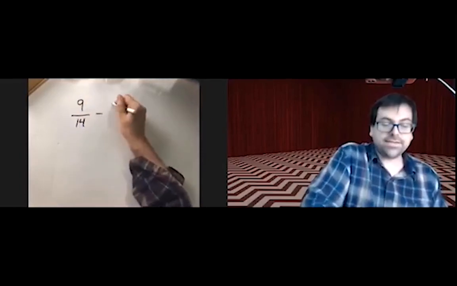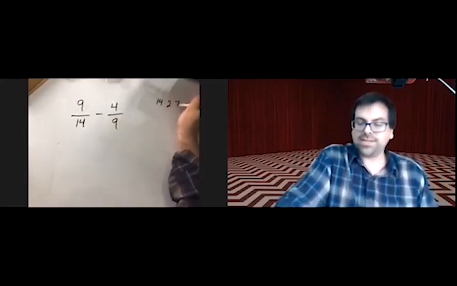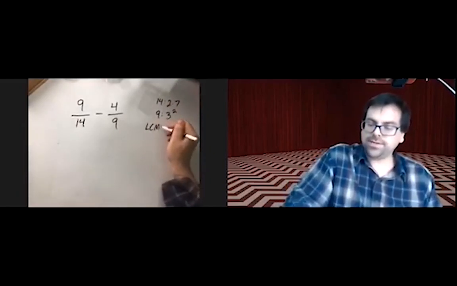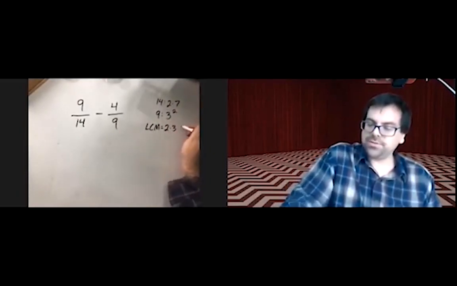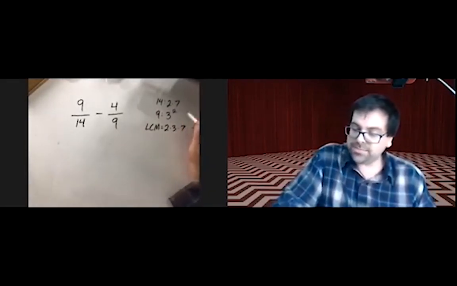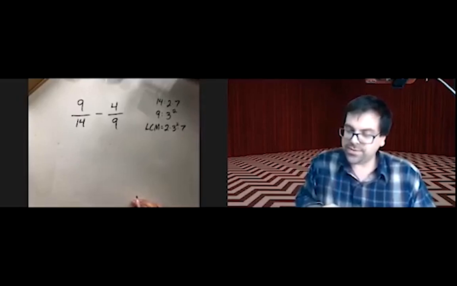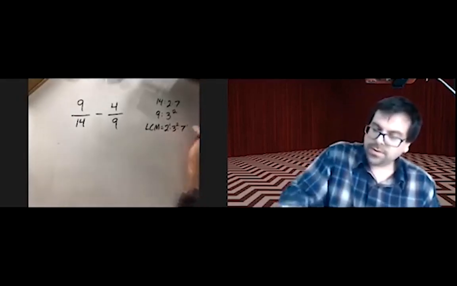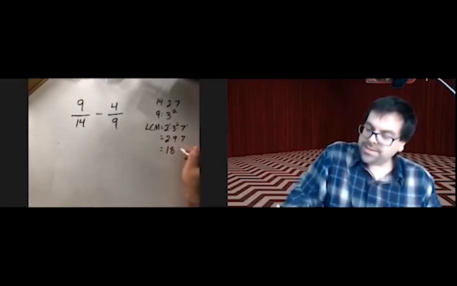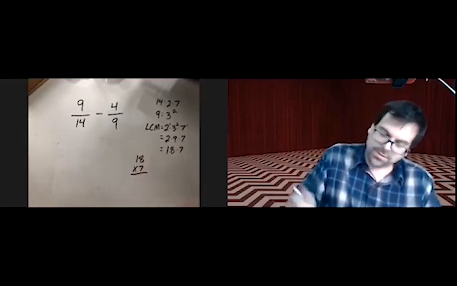Nine 14ths minus 4 9ths. 14 is 2 times 7. 9 is 3 squared. The least common multiple would be 2 times 3 times 7, raised to the highest powers shown. Highest power of 3 is 3 squared. The rest are 2 to the first and 7 to the first. That's 2 times 9 times 7. That's 18 times 7. And that's a problem for doing by hand.